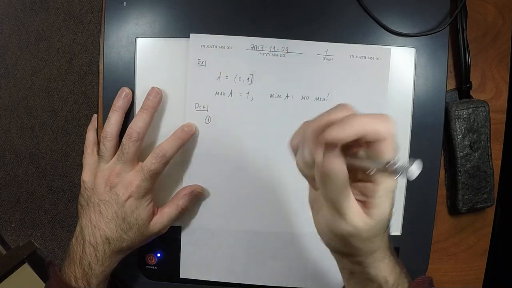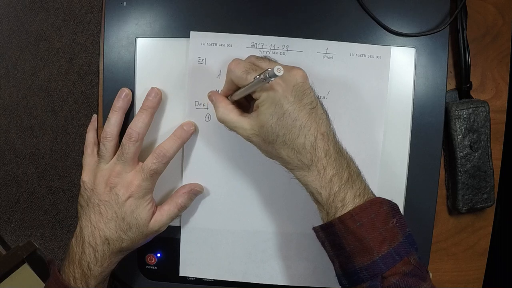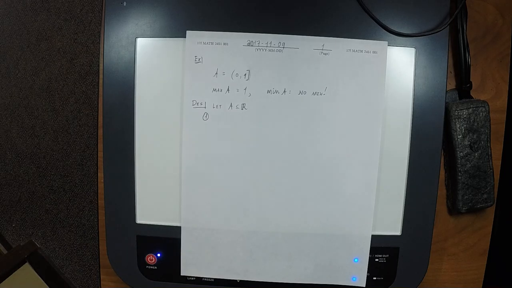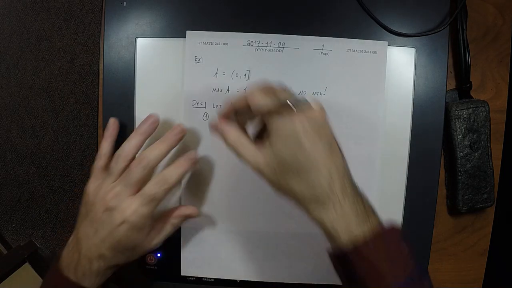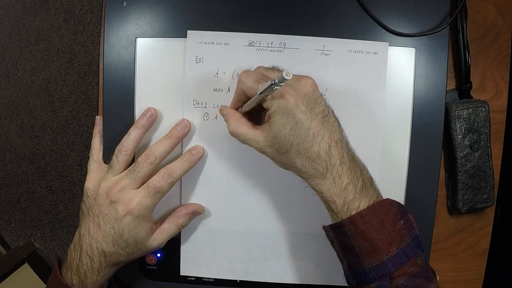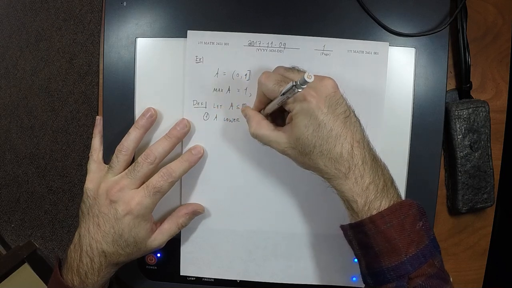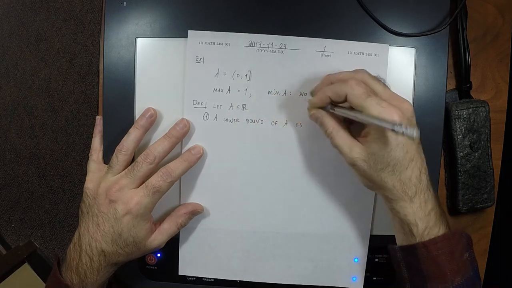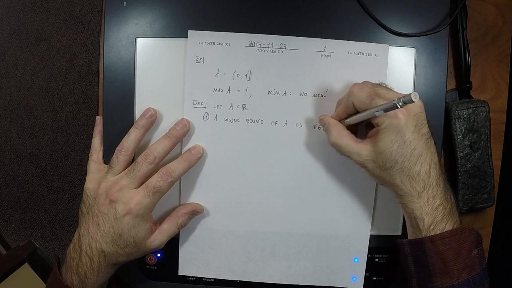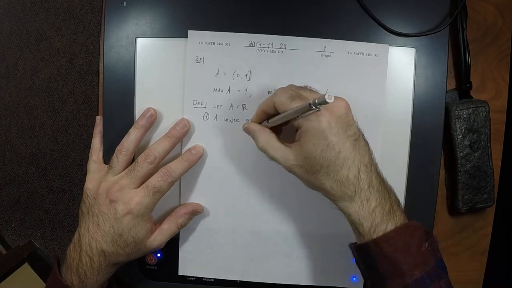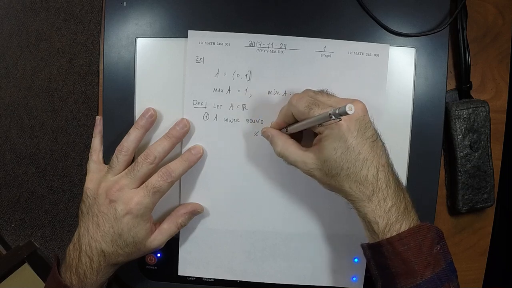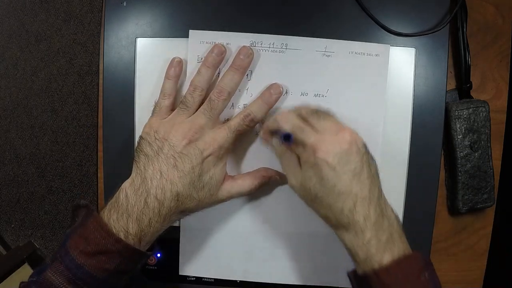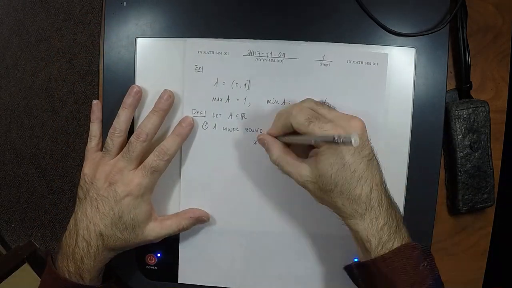So in the first place, we'll say let A be a subset of the reals. So this is the real line, not vectors, but a subset of the reals. A lower bound of A is an x in the reals such that this x is less than or equal to little a, for all little a in A.